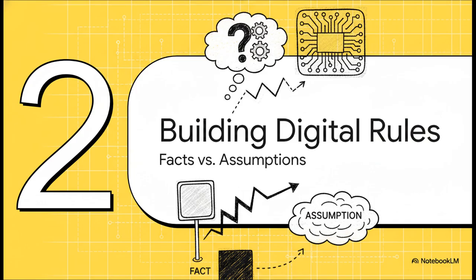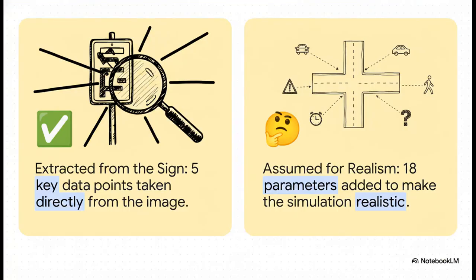Okay, but building a whole digital world, it isn't magic, right? It takes some serious logic. The simulator had to figure out what it knew for a fact, the stuff it got directly from the sign, and what it had to assume just to make the whole thing feel real. And this slide just lays it out perfectly. Over on the left, you've got the hard facts. We're talking 5 key data points that were pulled straight from that image. These are the non-negotiables, the absolute rules of the road.